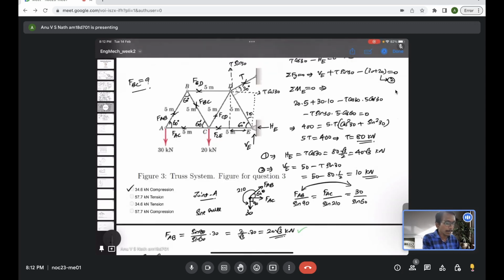So any doubt in this? Is it clear? Any part need to be explained better? No, sir. Good. So then we'll move to the next problem.